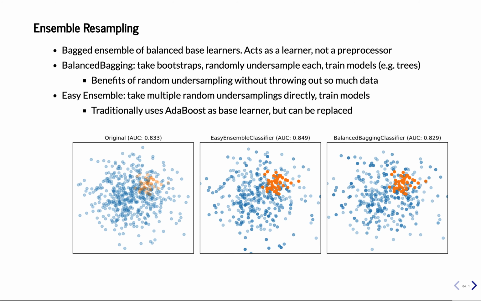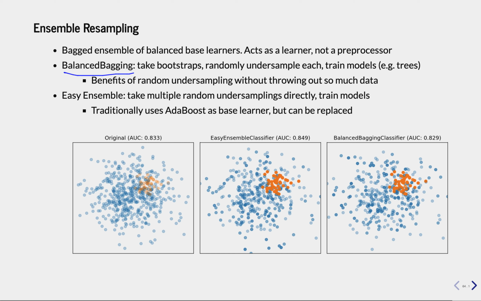The final method is called ensembling resampling. So what you do here is, so this is actually not a preprocessor. It's not a step in the preprocessing pipeline, it's a learning algorithm. It's basically a small variation of normal bagging. And there are different versions of this. The most straightforward version is balanced bagging.